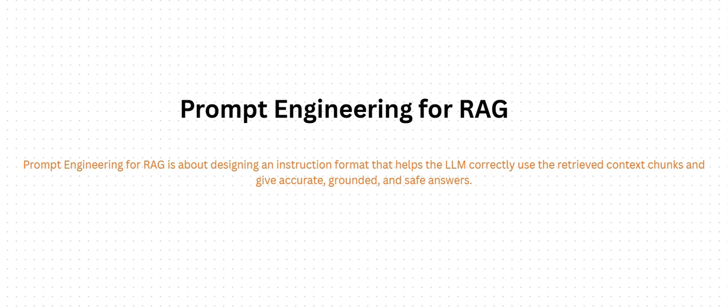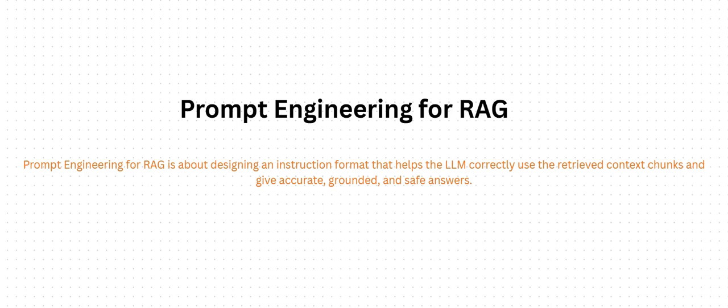So what is prompt engineering for RAG? Prompt engineering for RAG is all about designing the right instruction format so that the LLM correctly uses the retrieved context chunks and generates an accurate, grounded, and safe answer. In a RAG system, the quality of the final output depends heavily on how the context is passed, how the instructions are framed, how the model is restricted, and how the query and retrieved documents are stitched together. A well-designed prompt ensures that the LLM follows the context strictly and avoids hallucination.